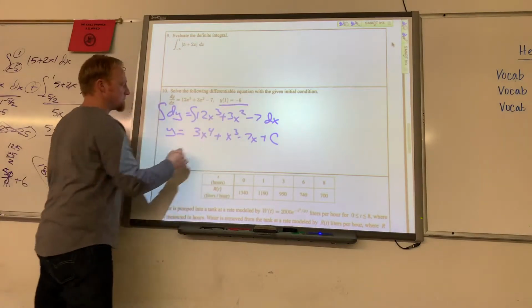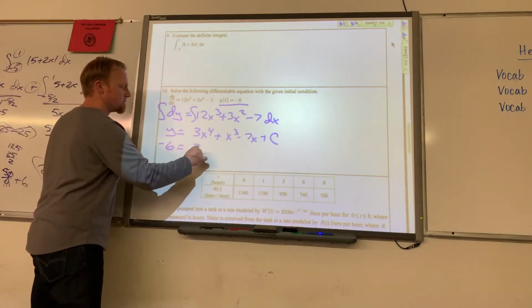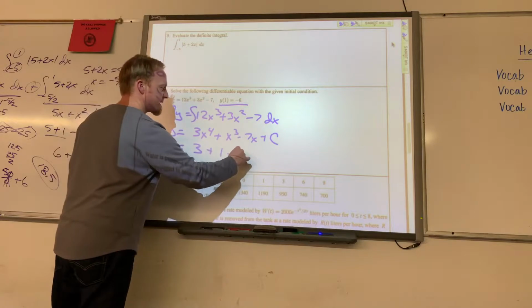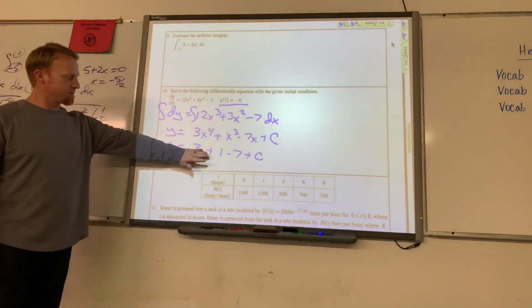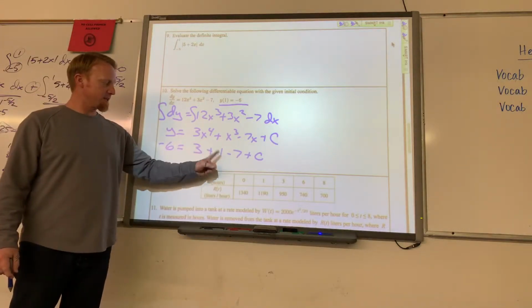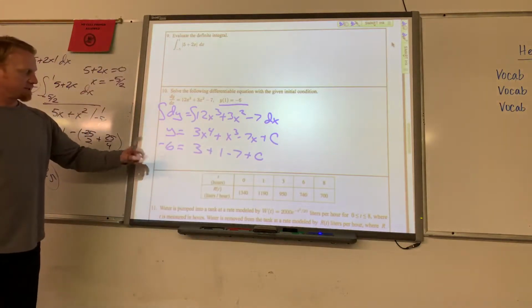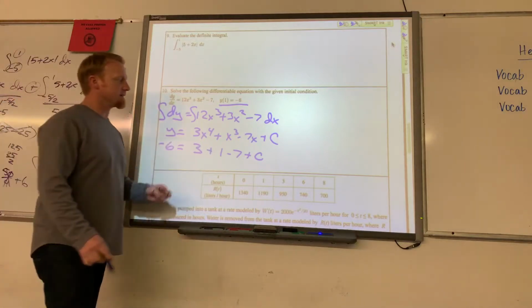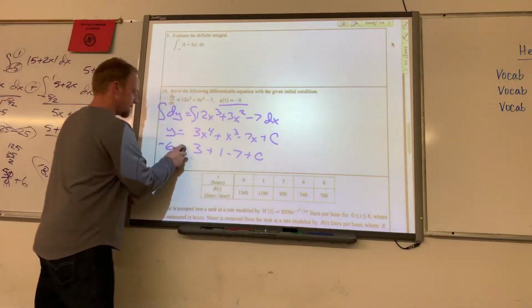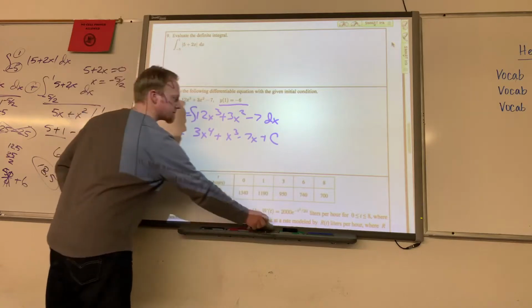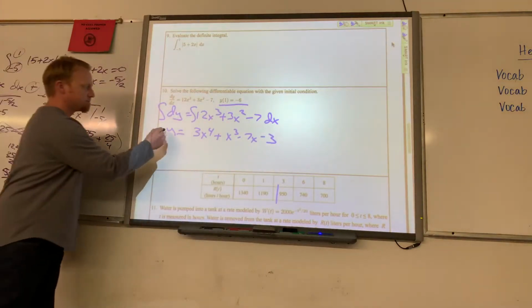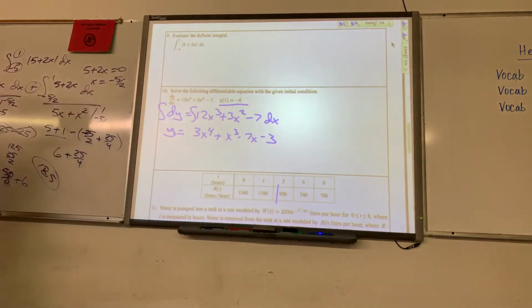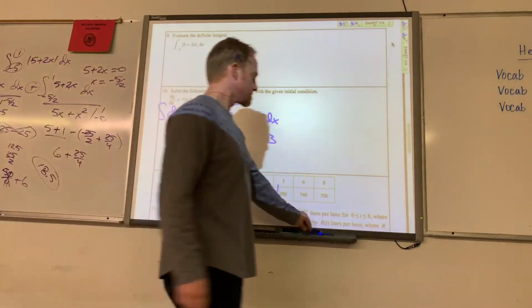Plug in negative 6 and 1. Negative 6 equals 3 plus 1 minus 7 plus c. So this would be 4, and negative 7 is a negative 3. Added over gives me a negative 3, so that means c is negative 3. So that means my answer is y equals 3x to the 4th plus x cubed minus 7x minus 3. Next one.